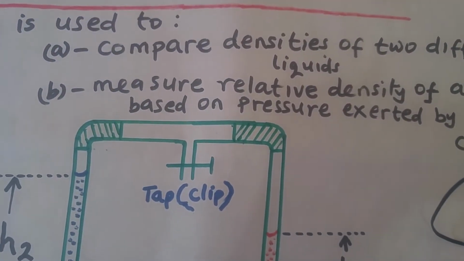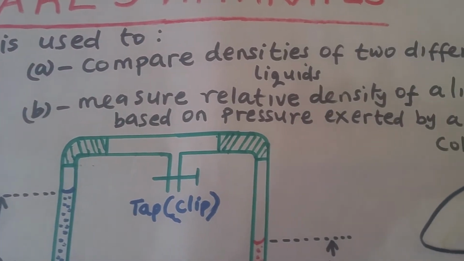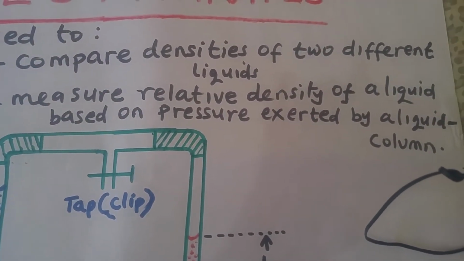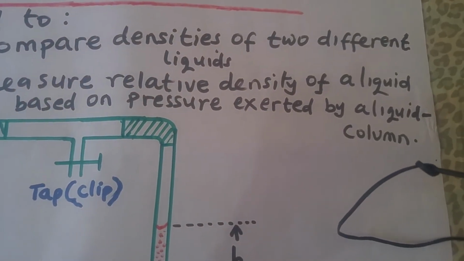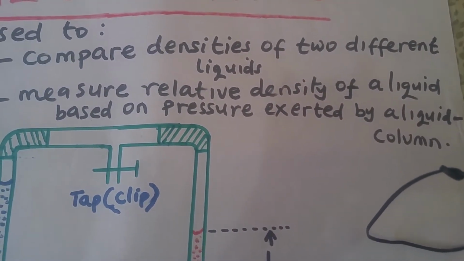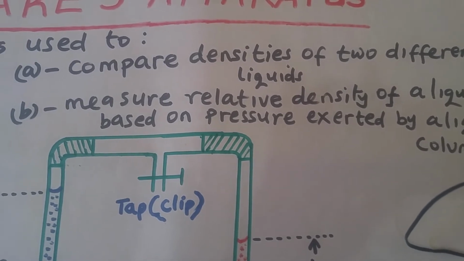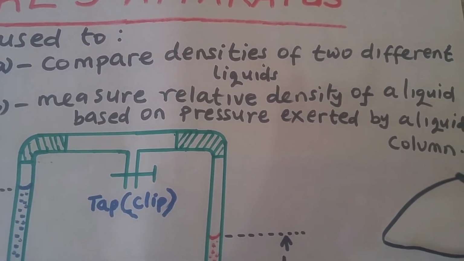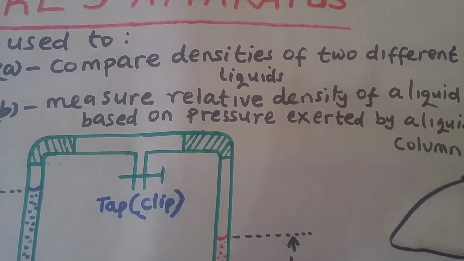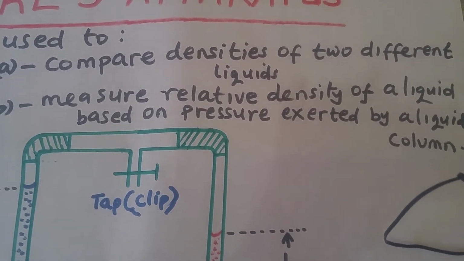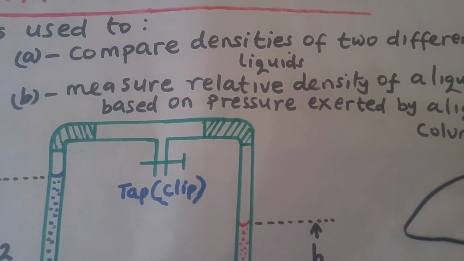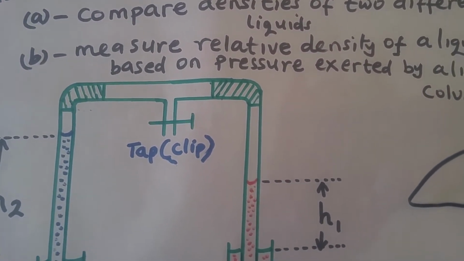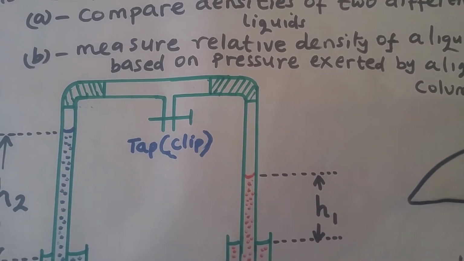Number two, we can also use Hare's apparatus to measure the relative density of a liquid, based on the pressure exerted by a liquid column. So there are two uses of Hare's apparatus here. One, we can use it to compare two different liquids. We can also use it to measure the relative density of a liquid. That one can only work if one of the liquids is water. Then we can get the relative density.